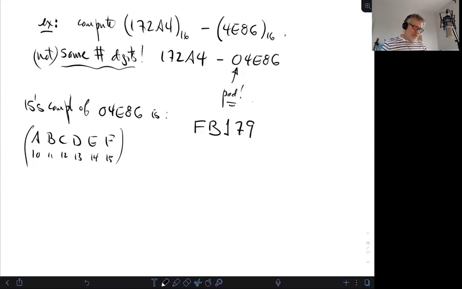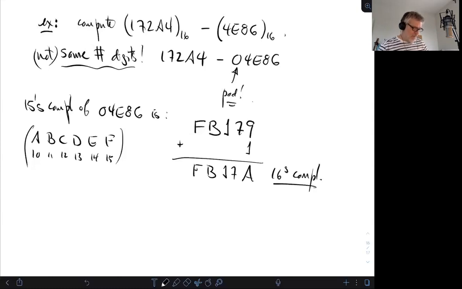So this is the 15's complement. If I add 1 to this, it's so tempting to put a 0 and then do a carry of 1. It's so tempting because our brain is like that, but no, that's not it. So FB17A, be really careful. Okay, so this is the 16's complement of our number.